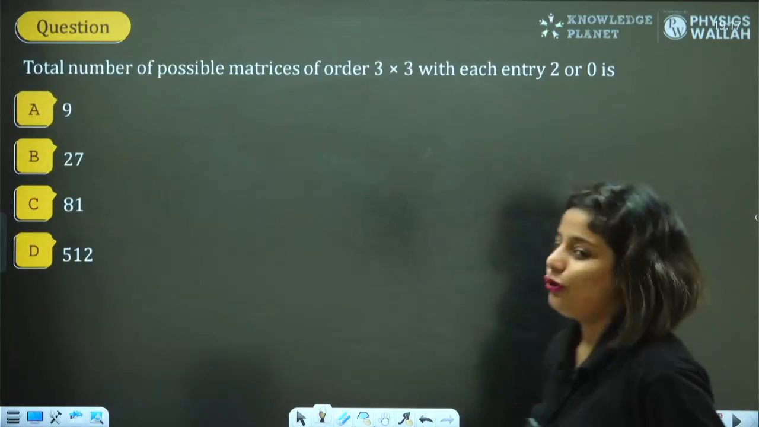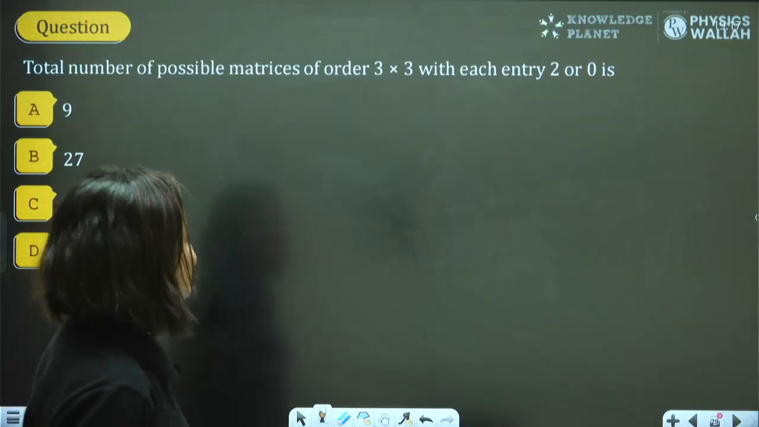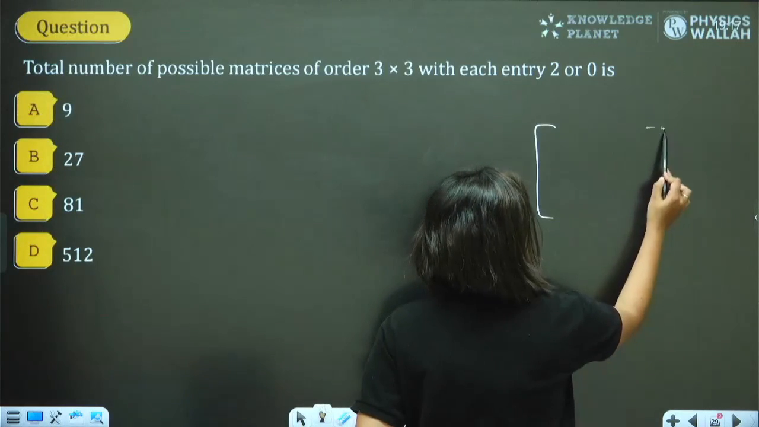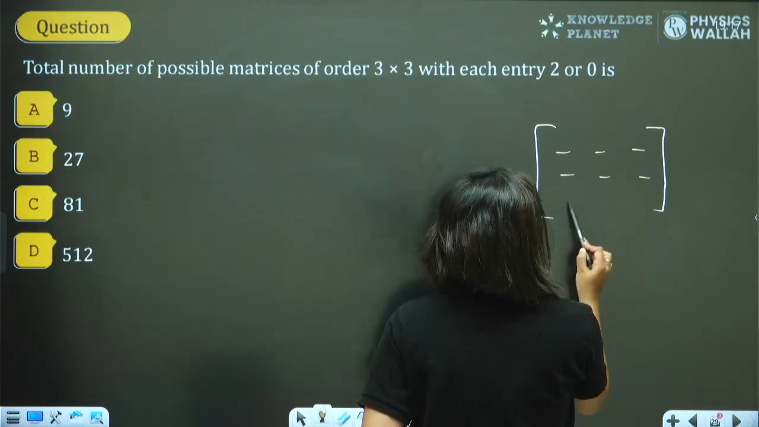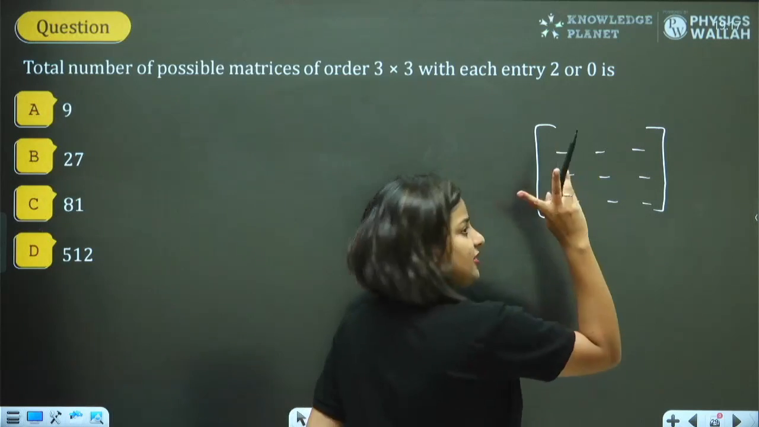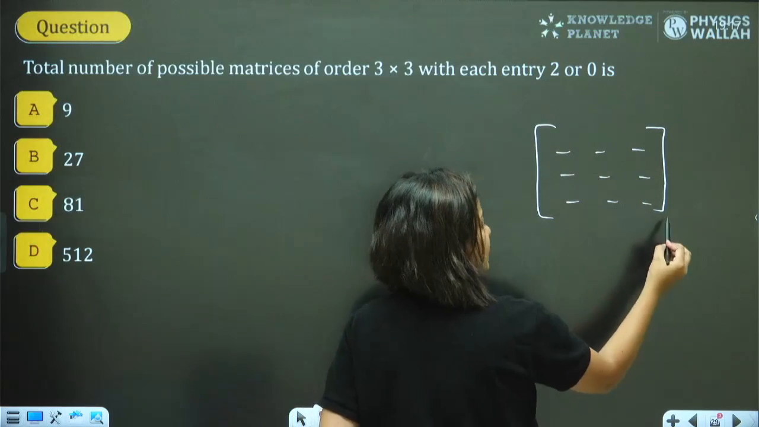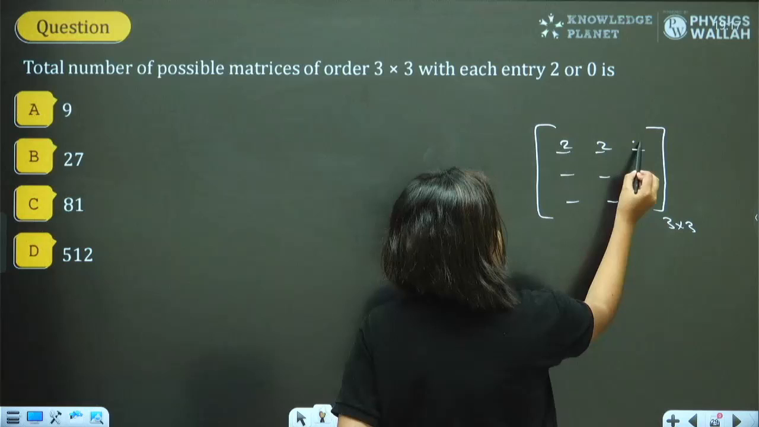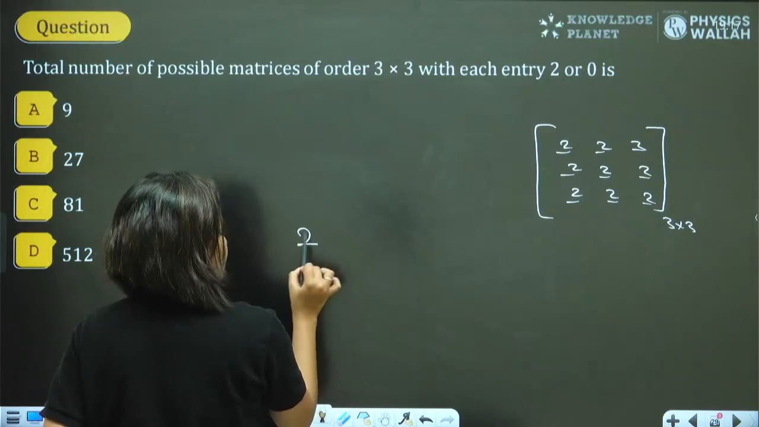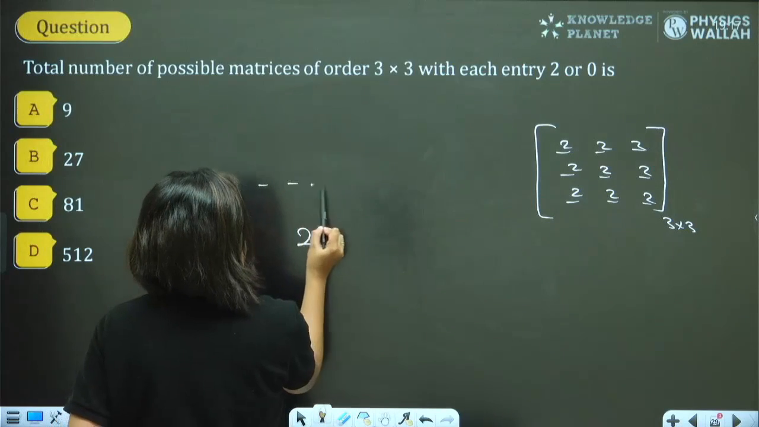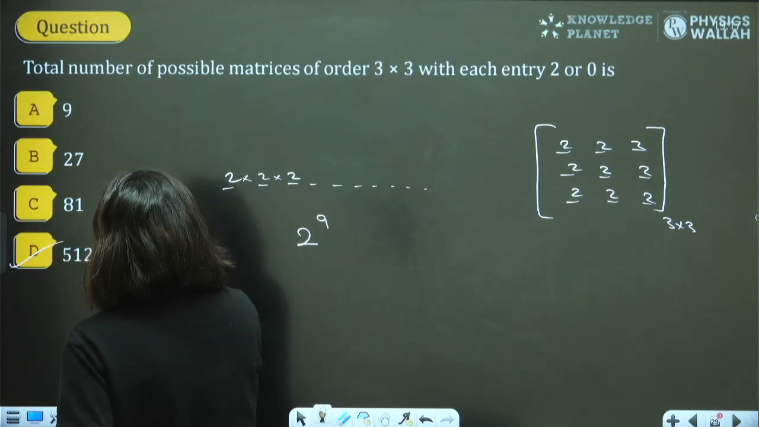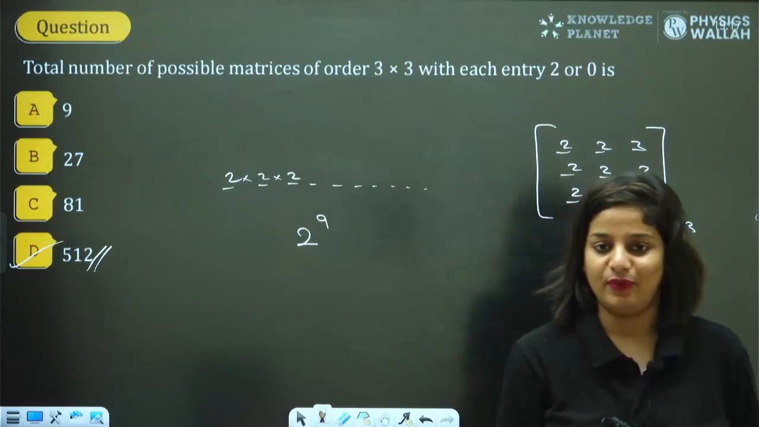Very good. Total number of possible matrices when the entries are 2 or 0 in a 3 by 3 matrix. I just thought of taking this question because it is a very obvious question and it shouldn't happen that I have not done it. There are 2 possible entries for each position in a 3 by 3 matrix. Using your permutation combination concept, each position has 2 possibilities. So 2 into 2 into 2, total 9 positions. So 2 raised to 9, which is 512.